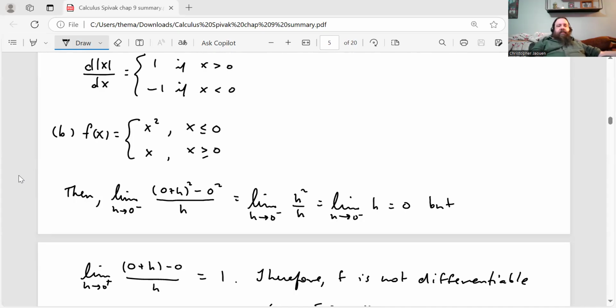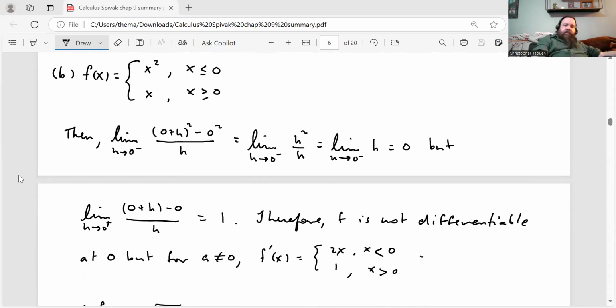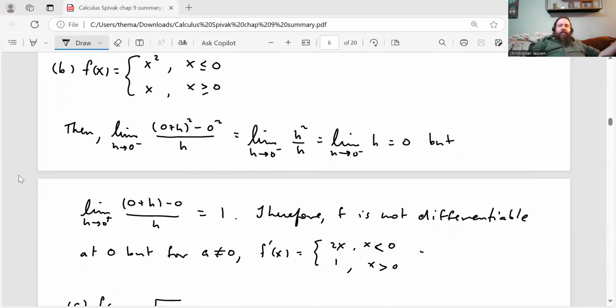Let's look at another function that's not differentiable at zero. Here, we're defining f of x to be the function x squared when x is less than or equal to zero, and x when x is greater than or equal to zero. And again, if we take the limit as we approach from the left and from the right, notice that we get two different values. If we approach from the left, we get the limit of the difference quotient equal to zero. But if we approach from the right, we get the limit of the difference quotient equals one. Therefore, again, f is not differentiable at zero because the limit of the difference quotient doesn't exist there.